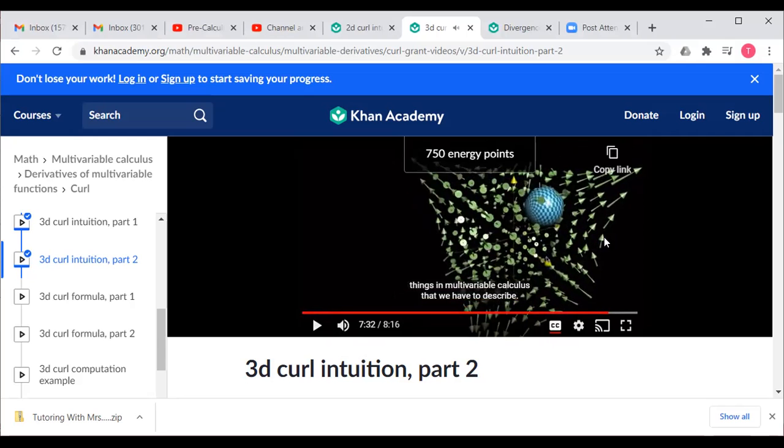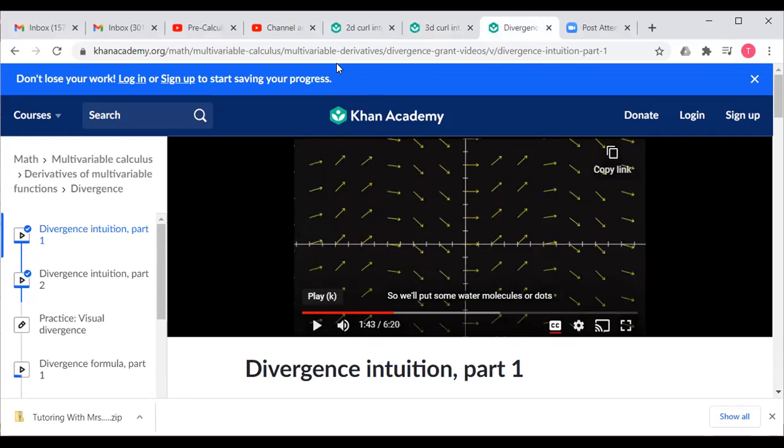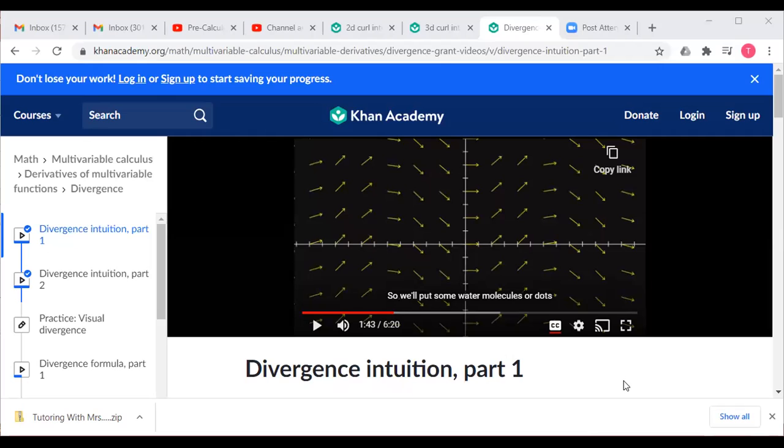Okay, so this is how they describe what the 3D curl means and how that rotation is going on. Now the next video I'm going to share is the video that talks about divergence. I think this video is pretty good for showing you the concept of what divergence means. Okay, take a look.